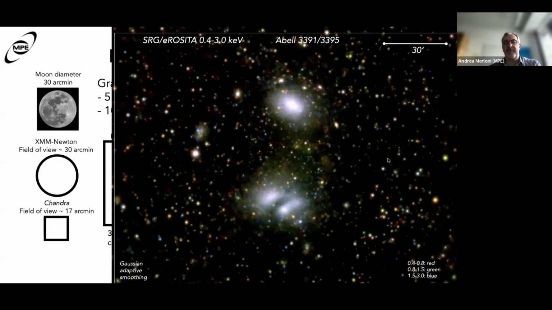And this is the same field exposed during our performance verification phase, now in X-ray false colors. Essentially all of the point sources are background AGN, but most of the extended sources you see here are groups and clusters that are part of the same large-scale structure. So it's a fantastic machine to study large-scale structure, in particular to image large-scale structure in the local universe.